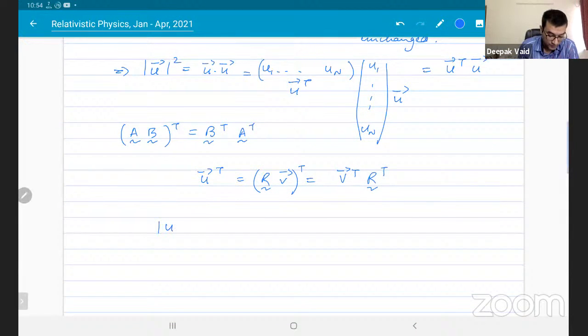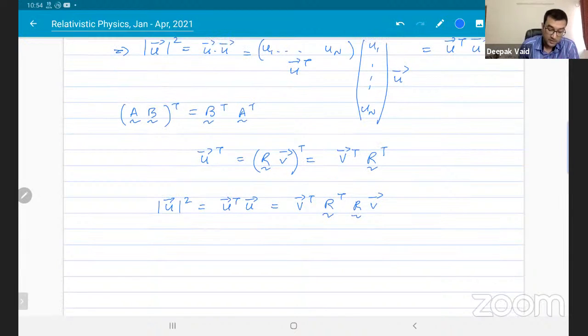So then what happens to the length of this vector u? u square is equal to u transpose u. So this becomes V transpose R transpose times R times V, like this, right? And what is the requirement of rotations? The requirement is that the length of the vector should remain the same, right? That means that this quantity should be equal to V square under rotations, okay?